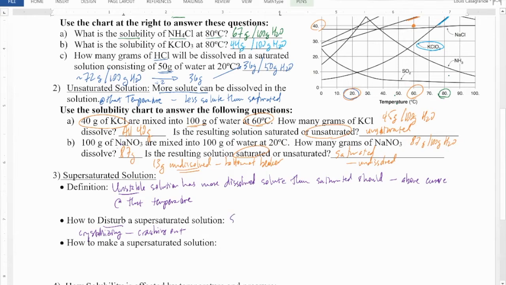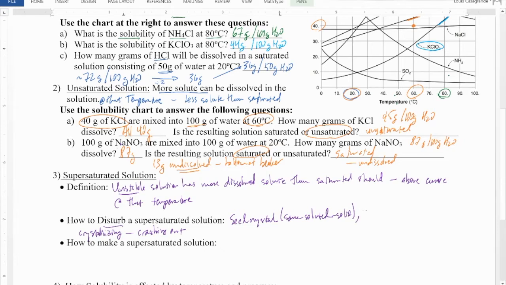We can use a seed crystal. A seed crystal is the same solute, but a solid form goes in there. So you put a little crystal in there, and it gives the uncrystallized solute something to grab onto.